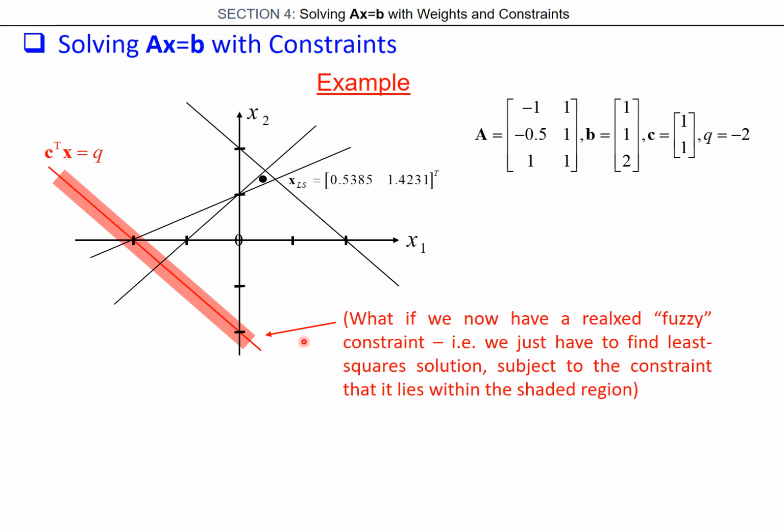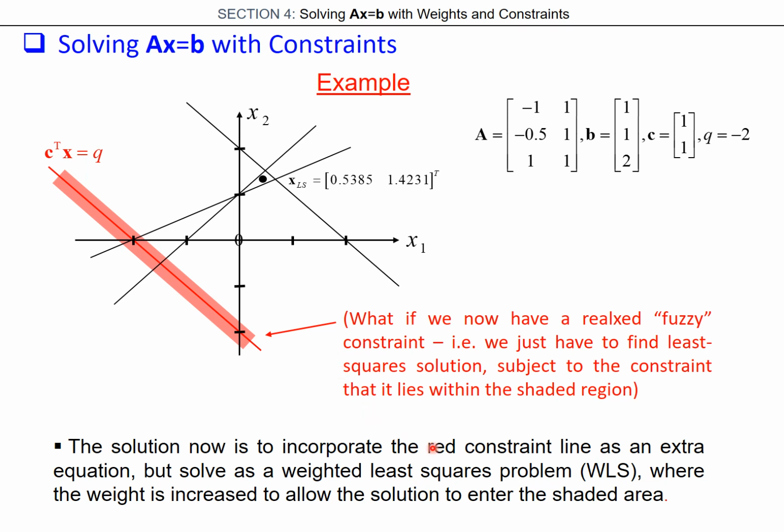And we can do that, as we're going to see, by incorporating the red constraint line as an extra equation into Ax equals b, and then actually weight that particular equation to say how important it is that it lies on that line. Now that's slightly different than constraining it to lie on the line. We're saying, well, we'd like you to lie on the line, and would you please lie somewhere near the line? And how much we want you to lie near the line depends on how much we weight that equation. Let's have a look and see what that means.